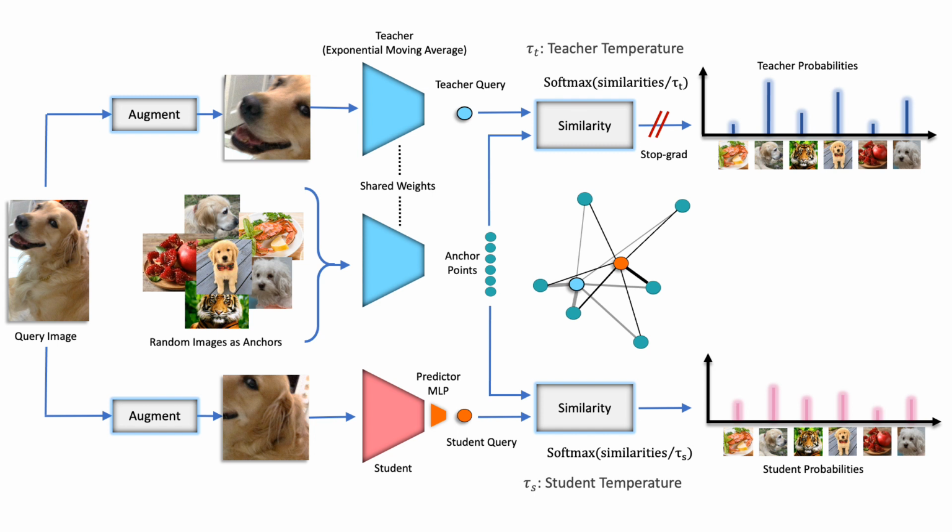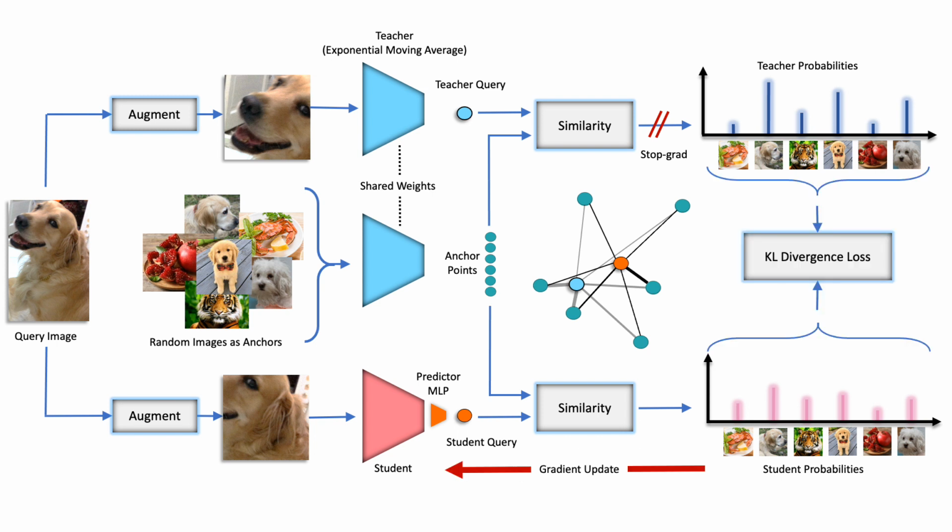Next, we forward the second augmentation of the query image through the student encoder followed by a prediction layer. Same as the teacher, we calculate the probability distribution of the student's query to anchor points. We train the student to minimize the KL divergence loss between the two probability distributions and update the student with gradient descent. Finally, we update the teacher as a moving average of the student's parameters.